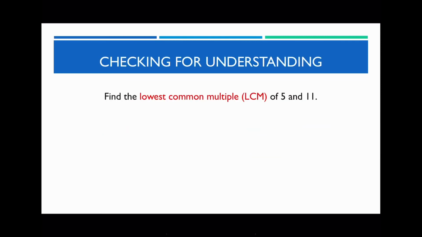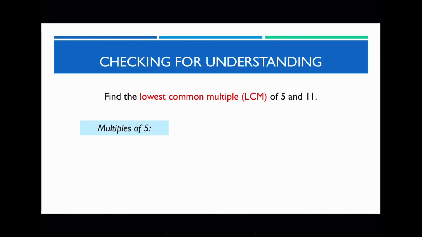So what I want you to do right now is please pause the video so you can answer this question. Give yourself 2 minutes or so to get the answer, and afterwards check your answers with my answer. The question reads, find the lowest common multiple of 5 and 11.